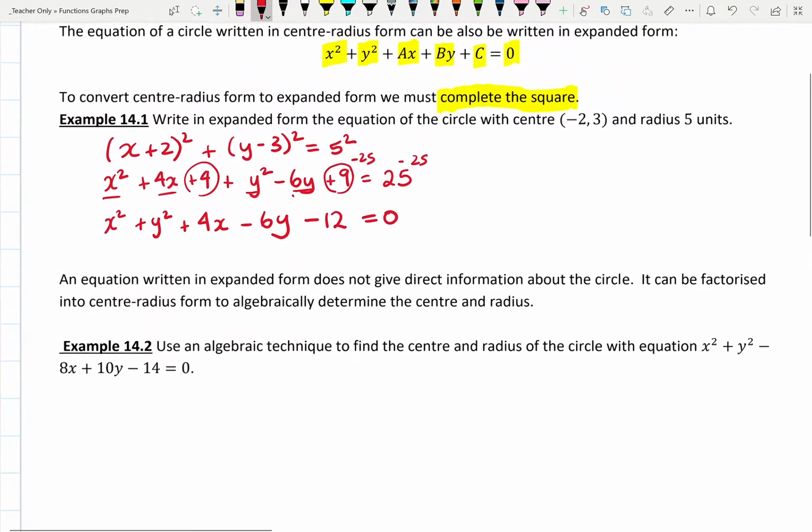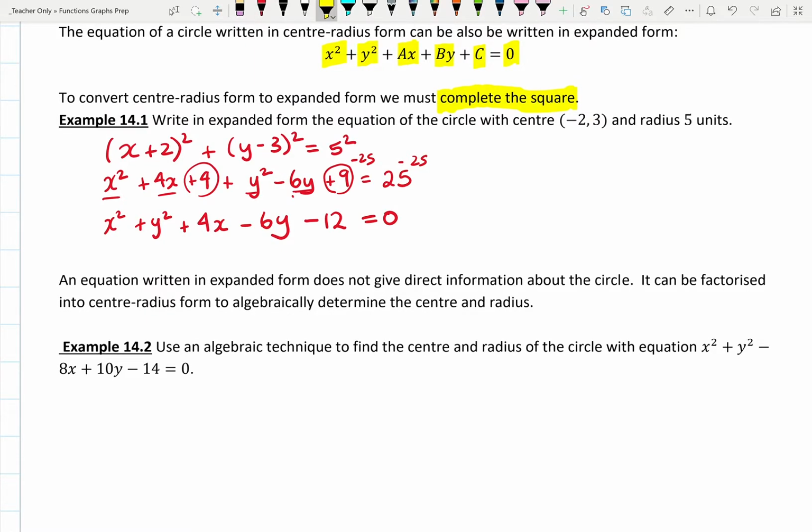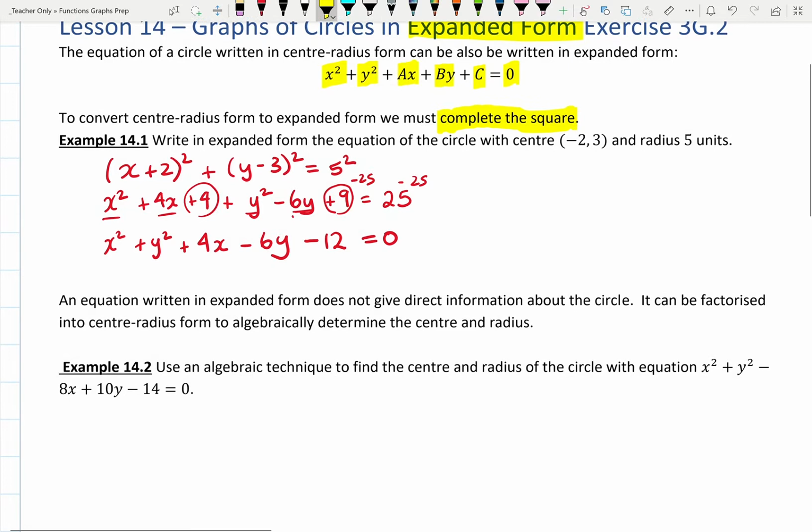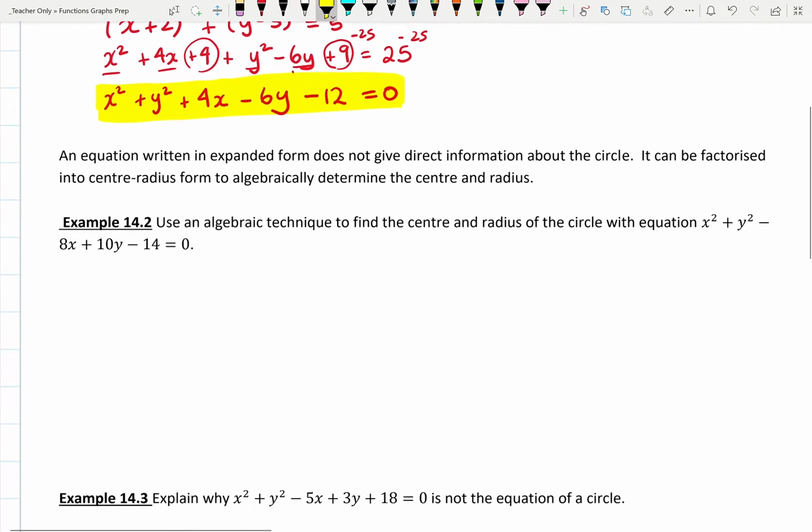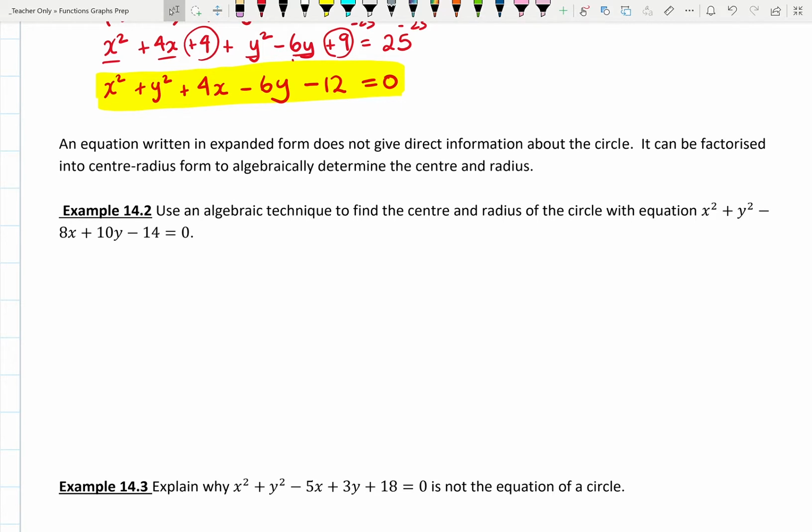It should be pretty obvious to you that one of the advantages of centre-radius form is that you can read the centre and the radius off it. When it's in expanded form, you can't read any information directly. It doesn't tell you anything about the centre or the radius directly. So what we need to do is be able to convert it from expanded form back into centre-radius form, and this is where completing the square comes in.